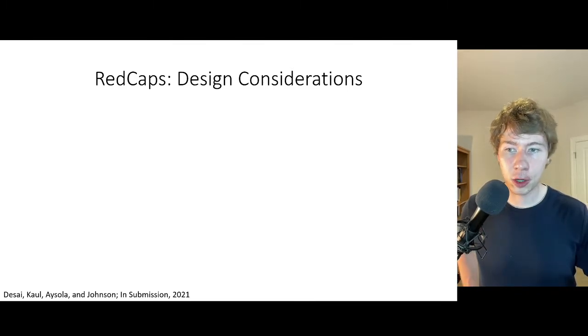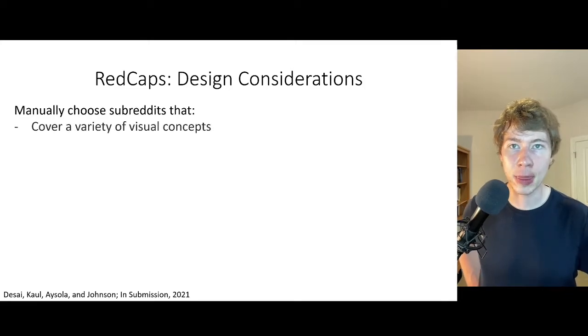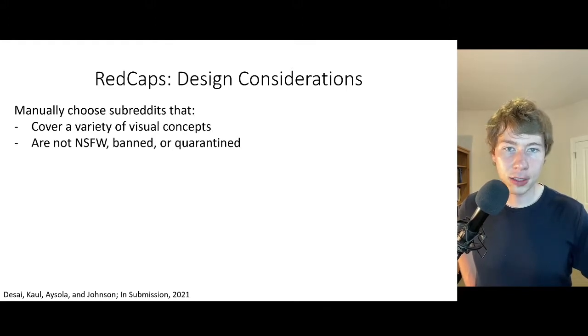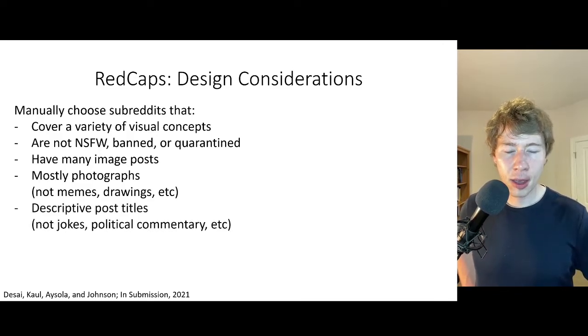There's a bunch of design considerations that we kept in mind when building RedCaps. We use this idea of subreddit curation to manually choose subreddits in order to determine what type of data will be in the dataset. We wanted to choose subreddits that cover a variety of interesting visual concepts, that don't have any non-safe for work imagery. We don't want any banned or quarantined subreddits that might contain fake news or toxic language. We also want subreddits that are primarily based around sharing and describing images. But we wanted these images to be photographs, not memes or drawings or computer-generated imagery. We also wanted to select subreddits where the post titles tend to be descriptive, rather than making jokes or memes or political commentary or something similar.